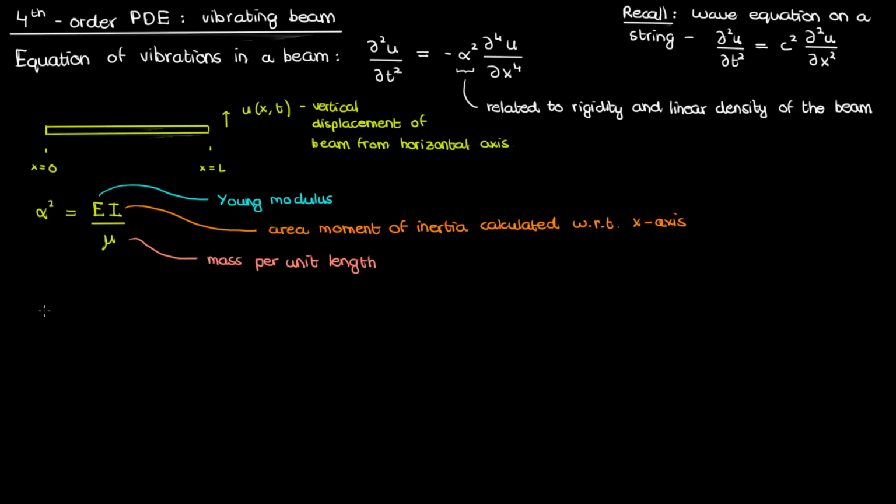Anyway, now that we've fully described the meaning of the variables in this PDE, let's actually solve this fourth-order partial differential equation for the case of a simply supported beam. Now let me draw a simply supported beam to show you what it looks like.